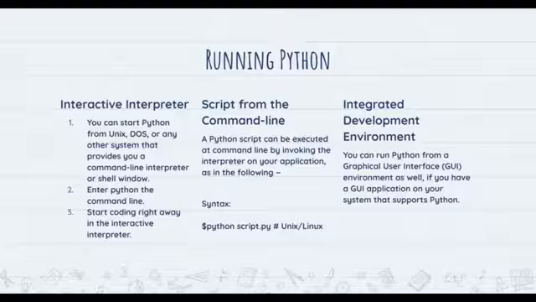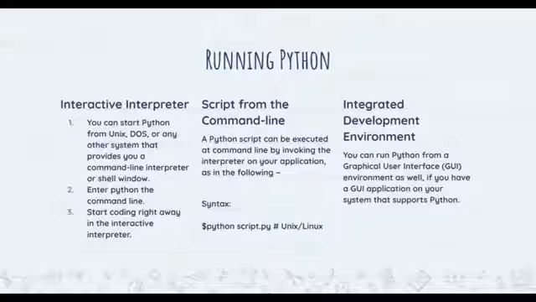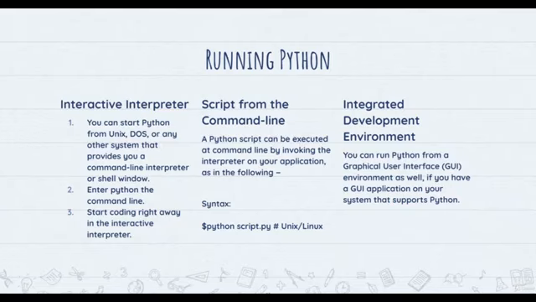And the next one is script from the command line. That means a Python script can be executed at the command line by invoking the interpreter on your application. For example, if you just open your command prompt and then type python script.py, that will help us see if we have the permissions or not. This is a simple command that will help you understand how we can try it from a command prompt, or how the script from the command line feature is considered. So this is about the script from the command line for now.